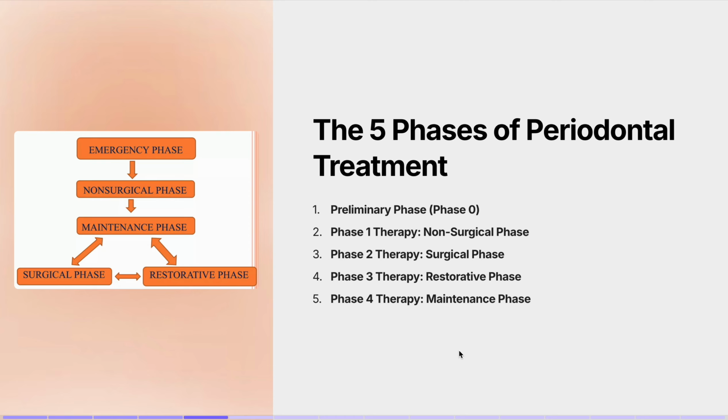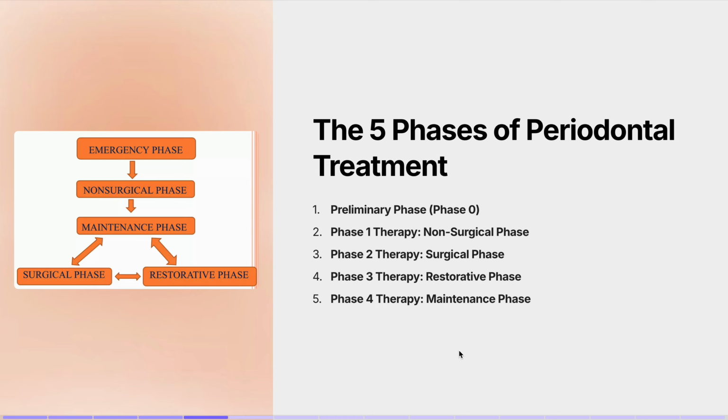The 5 phases of periodontal treatment: 1. Preliminary phase, phase 0, our emergency phase. 2. Phase 1 therapy, non-surgical phase. 3. Phase 2 therapy, surgical phase. 4. Phase 3 therapy, restorative phase. 5. Phase 4 therapy, maintenance phase.